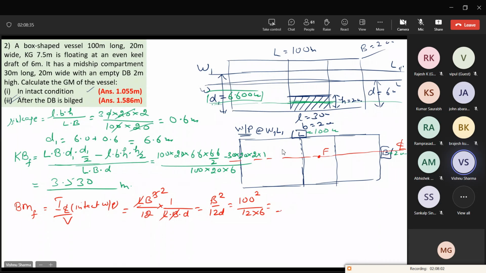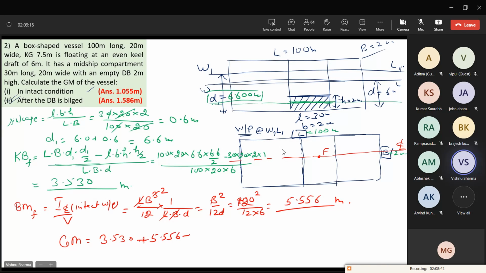B square upon 12D, which is equal to 100 square upon 12 into D is 6. How much is the BM we are getting, guys? So it will be 20 square, no? Sorry, my mistake. Sorry, but I stand corrected. B square is 20. Okay, how much does it come to? 5.556, same as last time. Okay, very good. Intact condition.